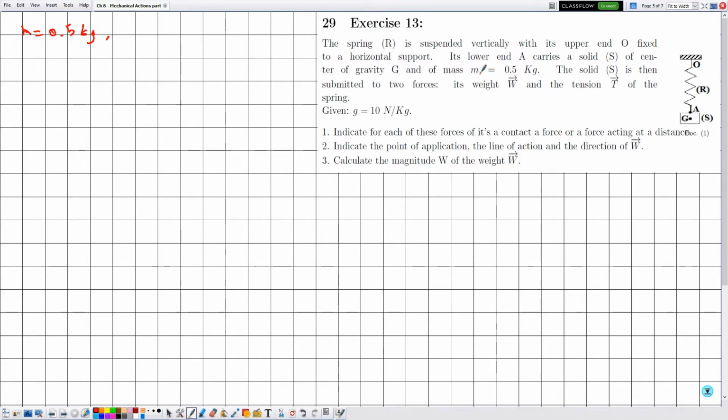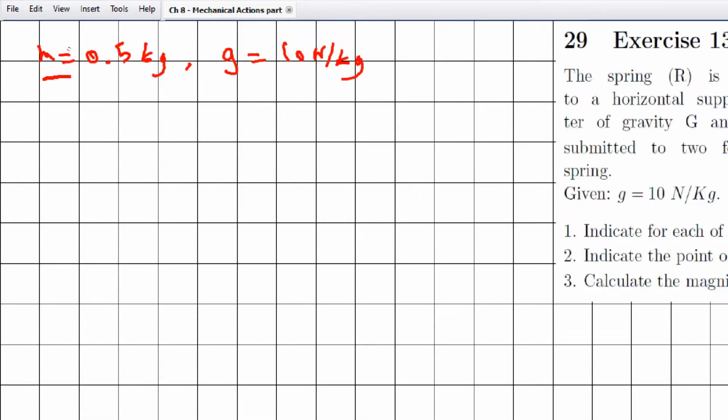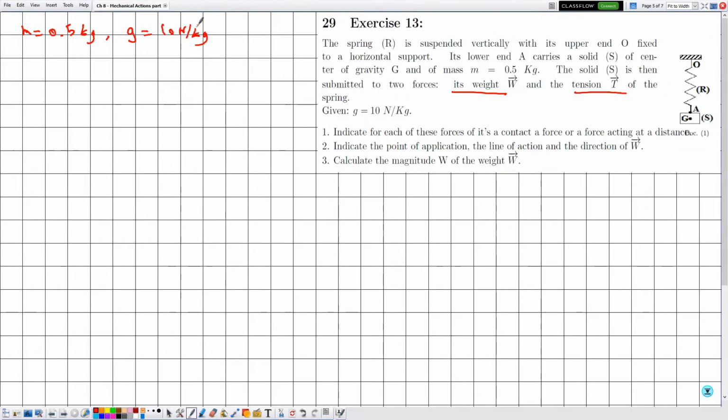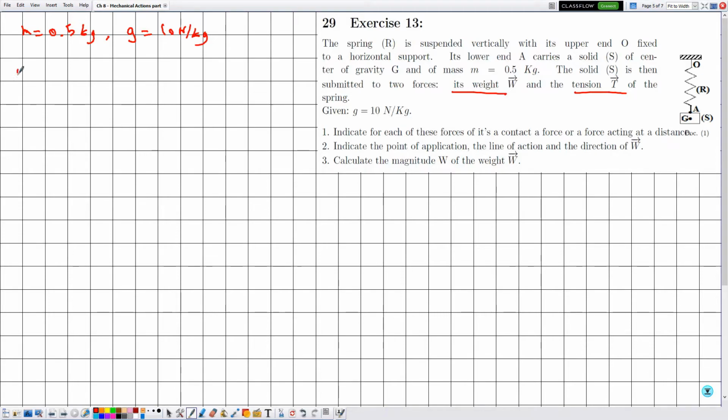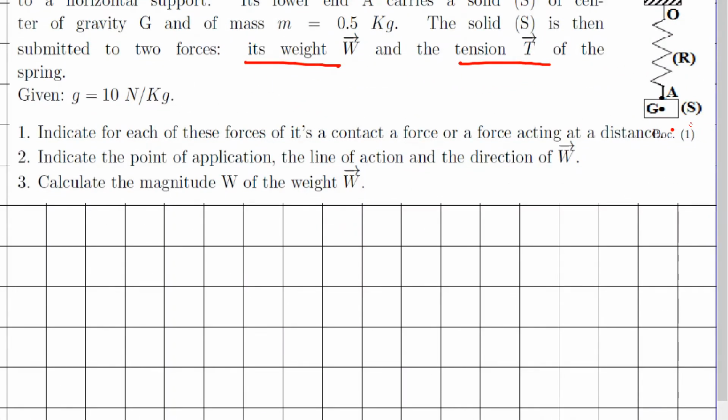The solid S is then submitted to two forces, its weight W and the tension T. Given that g is equal to 10 newtons per kilogram, the moment we have the mass and the moment we have g, we can directly determine the magnitude of the weight, which is m multiplied by g. Number 1, indicate for each of these forces if it's a contact force or a force acting at a distance.